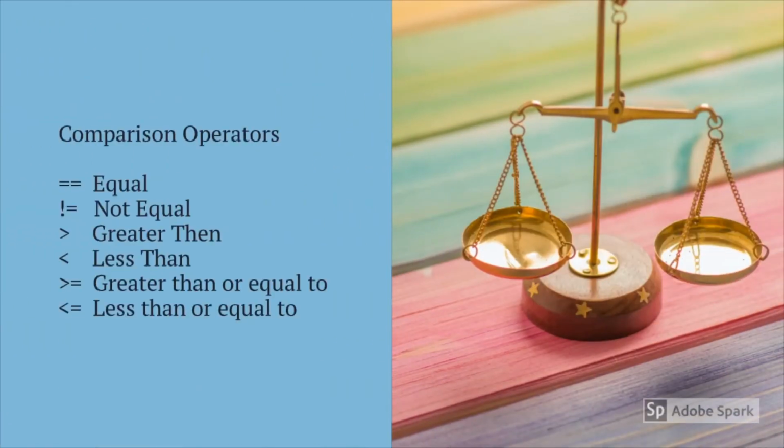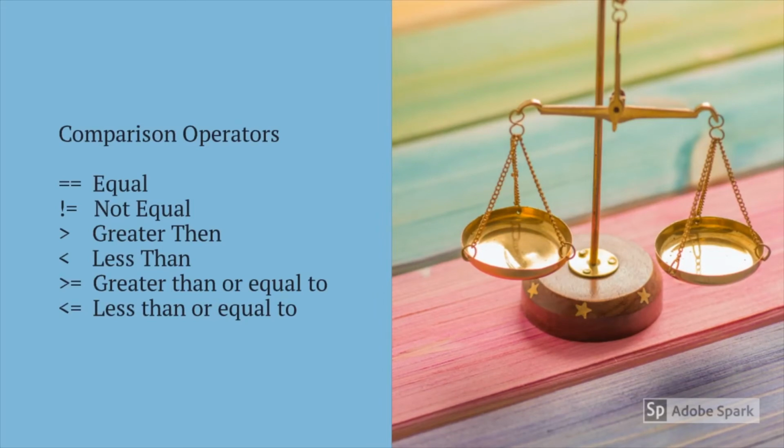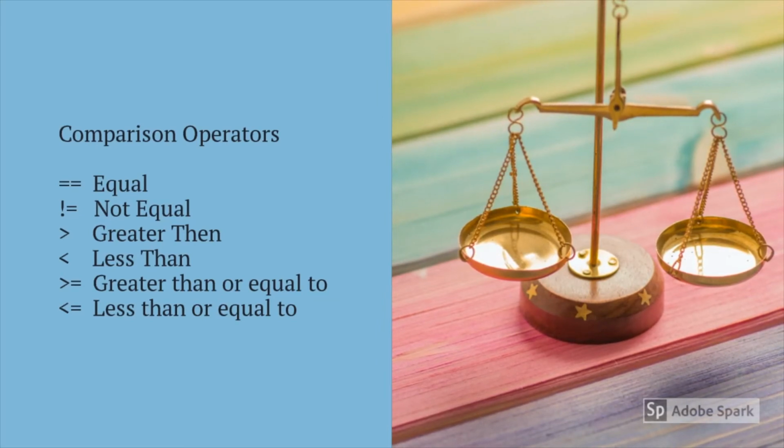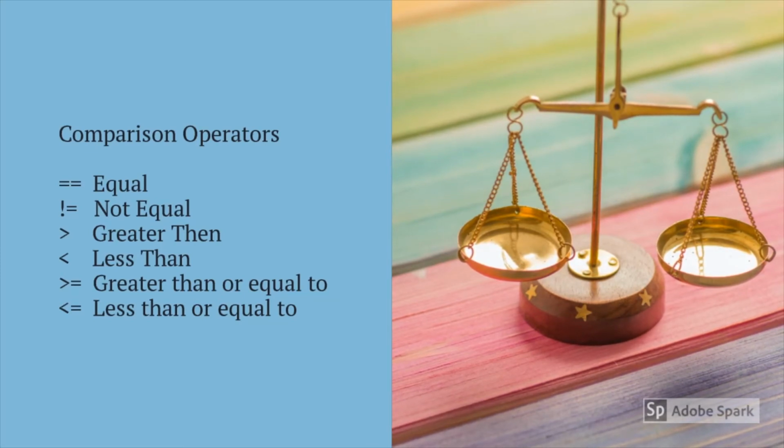Just like the math operators, we also have comparison operators. We can check if two things are equal to each other by using equal equal. We can also check if they are not equal by using exclamation mark equals. We can also check if one thing is greater than the other or less than another. And we also have many other comparison operators.